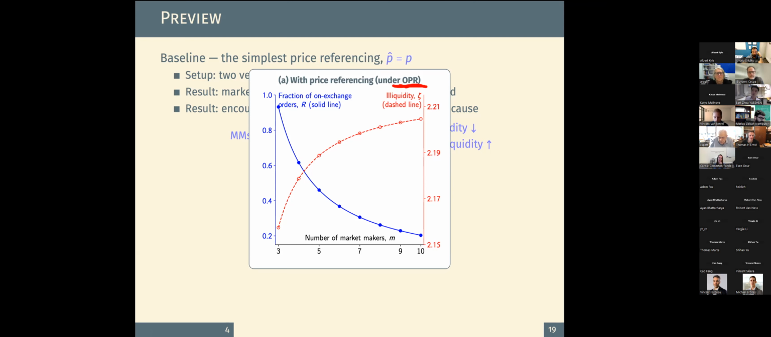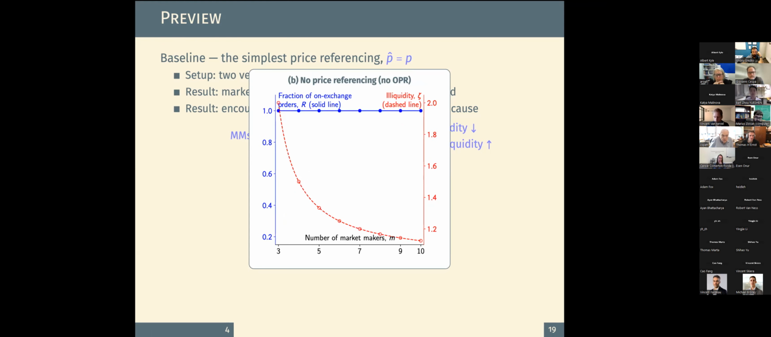If we switch off the OPR, then what happens is the market makers can no longer siphon the orders off exchange because investors know that the moment they send an order off exchange, the market makers are going to charge an infinite price. In our static one-period model, that's the case. Okay. And that's why the investors or the brokers have no incentive to send orders off exchange without the OPR. And they will send orders on exchange. And then we have the natural outcome. If you increase the number of market makers, the liquidity becomes better. Illiquidity becomes lower, and we have a more efficient market.